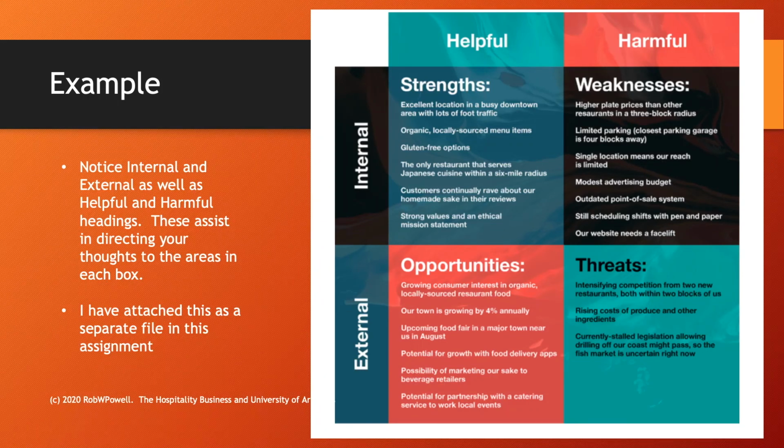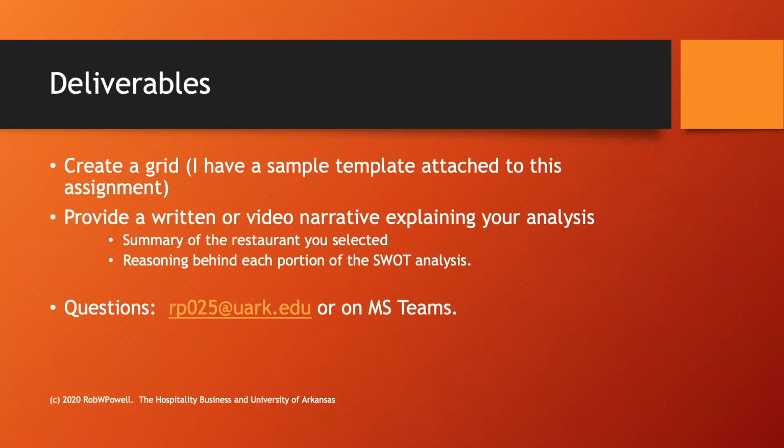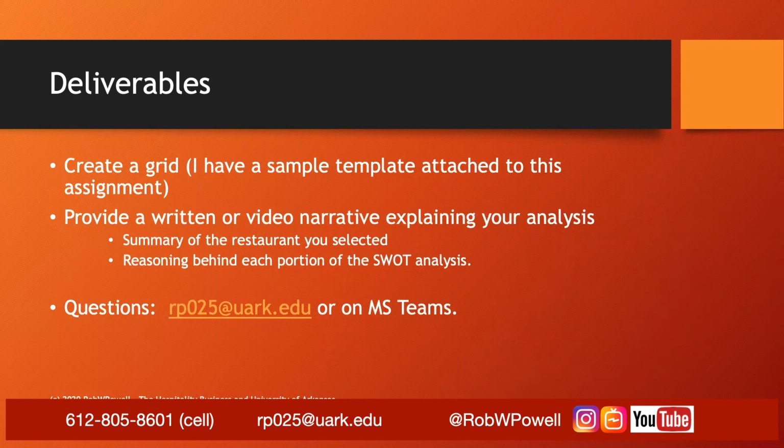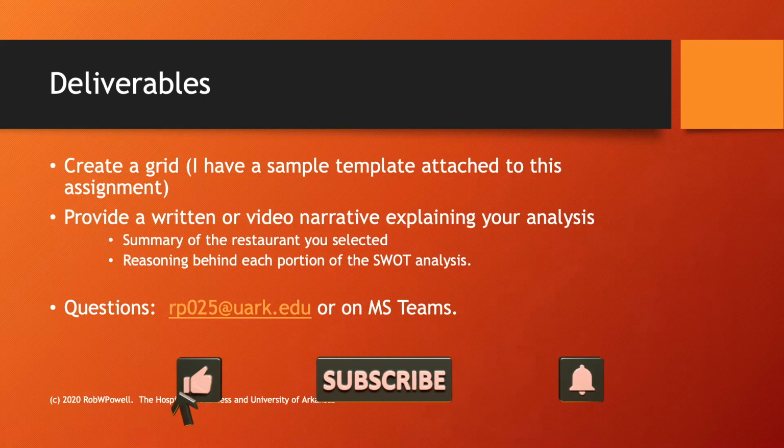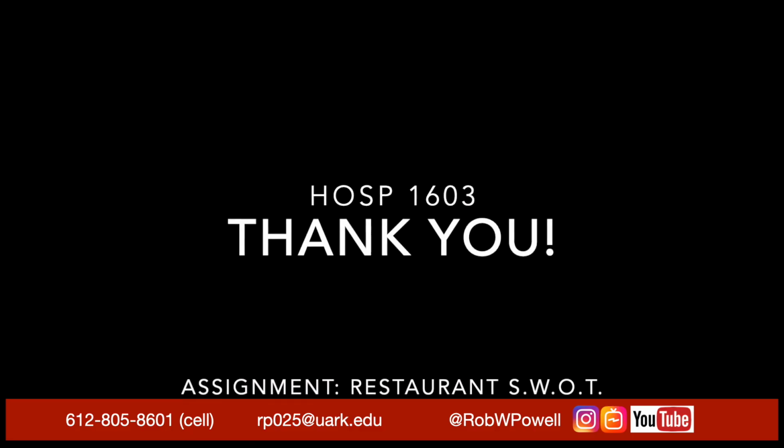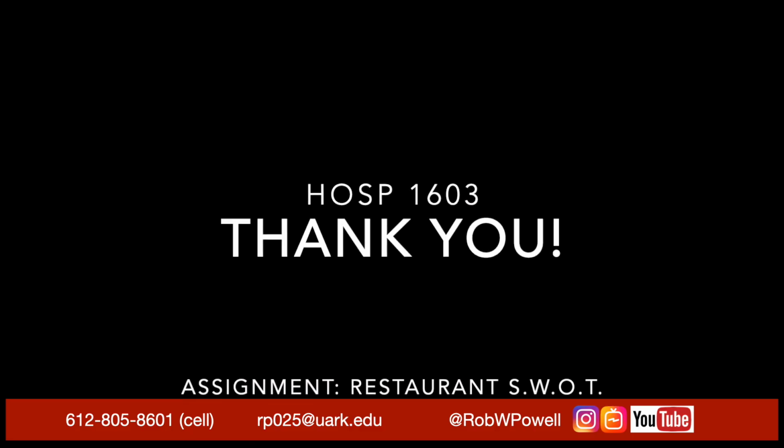So here are the deliverables on this particular assignment. Now I've made it kind of a production here to get this to you, but all I'm really looking for is a grid. And I've attached a sample template for this. I want you to provide a written or a video narrative, however you want, which gives the summary of the restaurant you selected and the reasoning behind each portion of the SWOT analysis. And as always, if you have any questions, please let me know. Thank you.